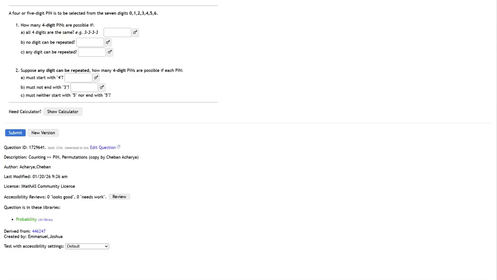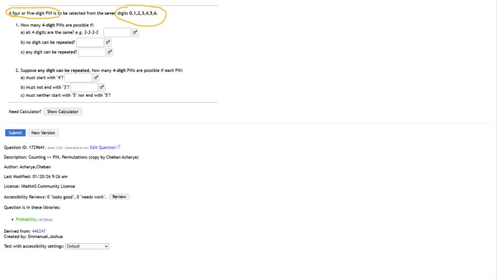Let me start the first question. A 4-digit pin has to be selected from the 7 digits here. The total number of digits is 7, so you're making a 4-digit pin. There are different ways you can do it.